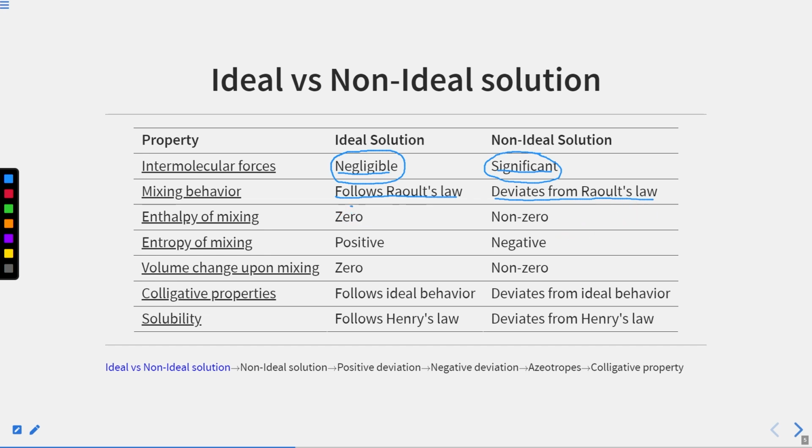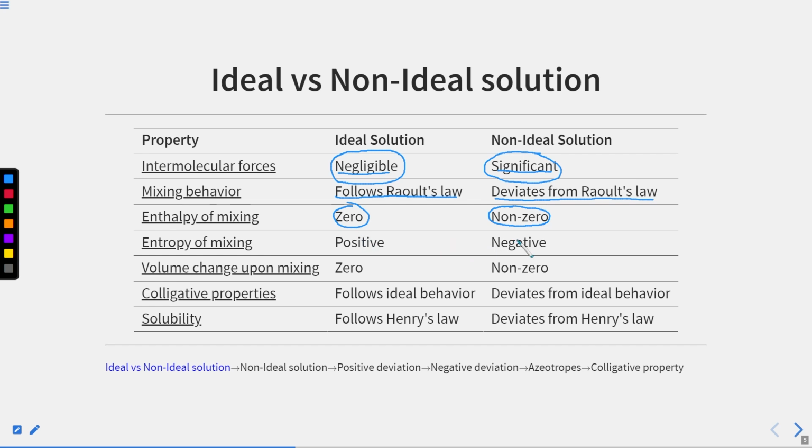Now, if you talk about the enthalpy of mixing, it is zero for an ideal solution. But the enthalpy of mixing in the case of a non-ideal solution is non-zero. Why is it zero? Because the particles are not interacting, so no energy exchange, no enthalpy change, no heat exchange, and no heat exchange means no entropy change.